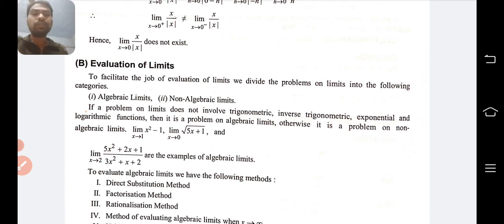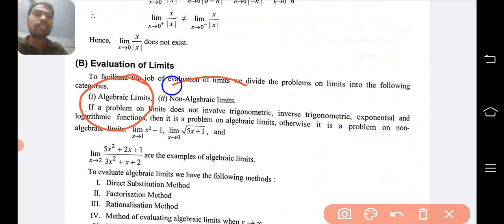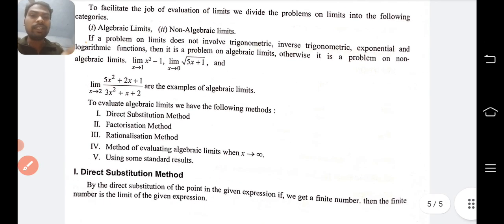Clear? So in our next class we shall be talking about how the evaluation of limits is carried out. There are two types of limit: algebraic limit and non-algebraic limit. For the algebraic limit, how we are going to calculate the limit value, and for the non-algebraic limit, how we are going to calculate the value, that we will talk about in our next class. And there are different methods of calculating the limit value.